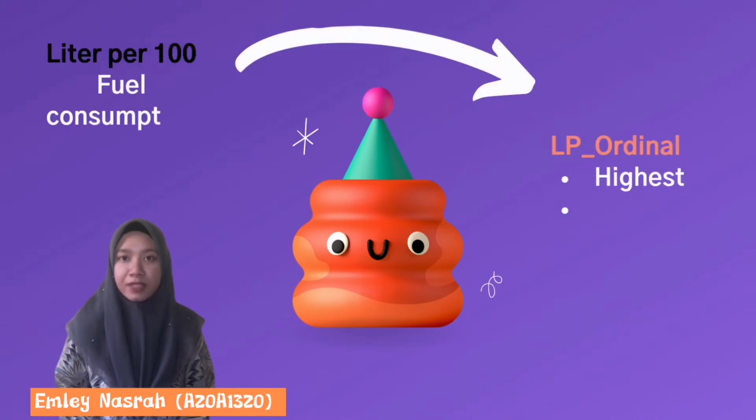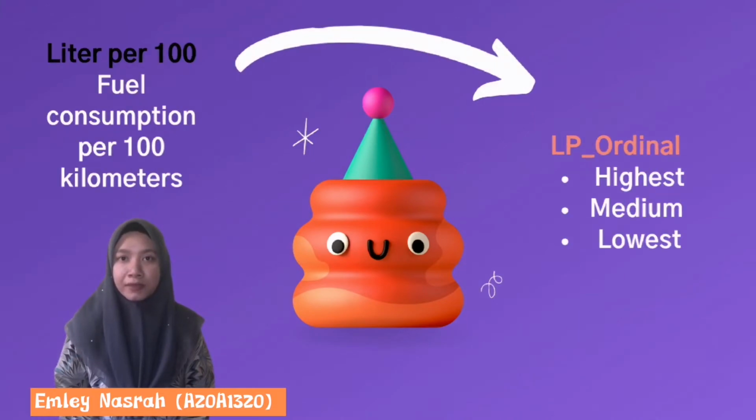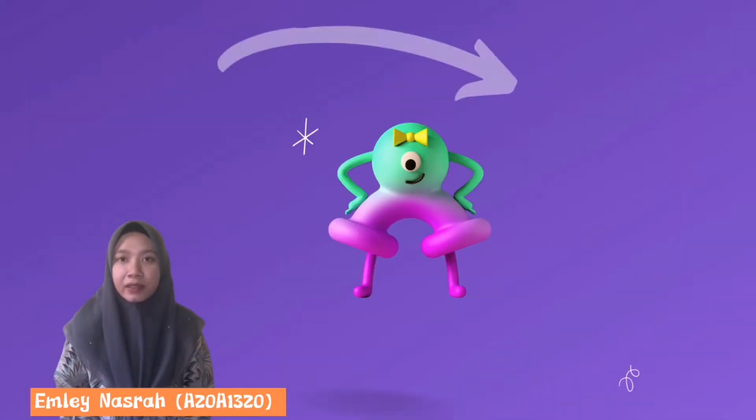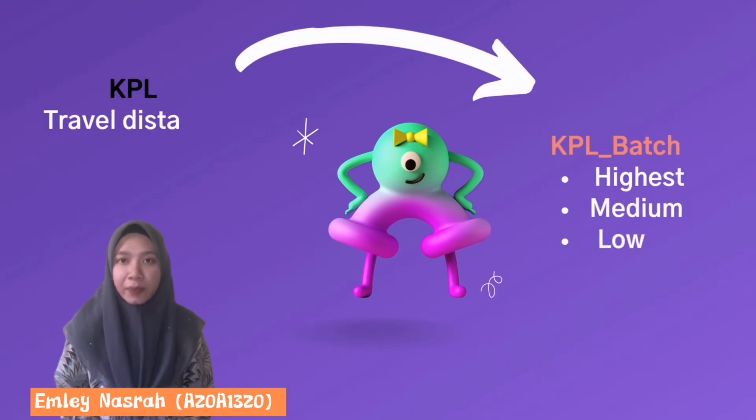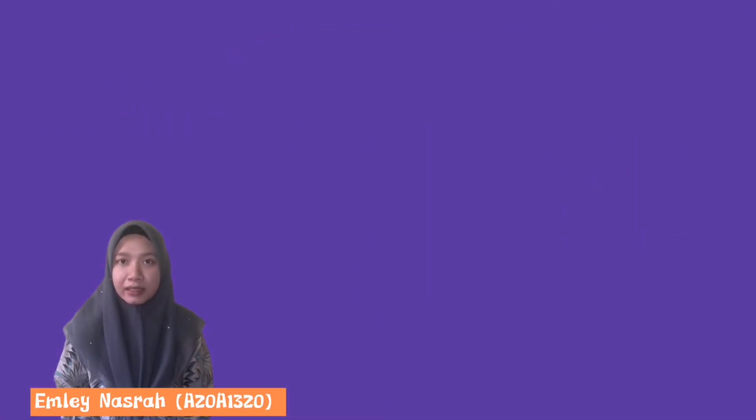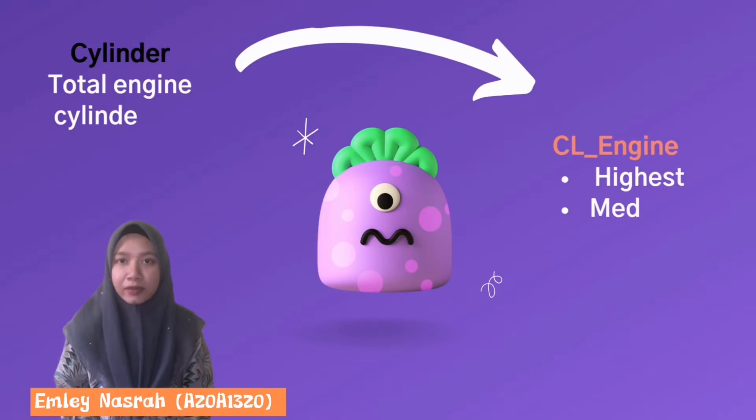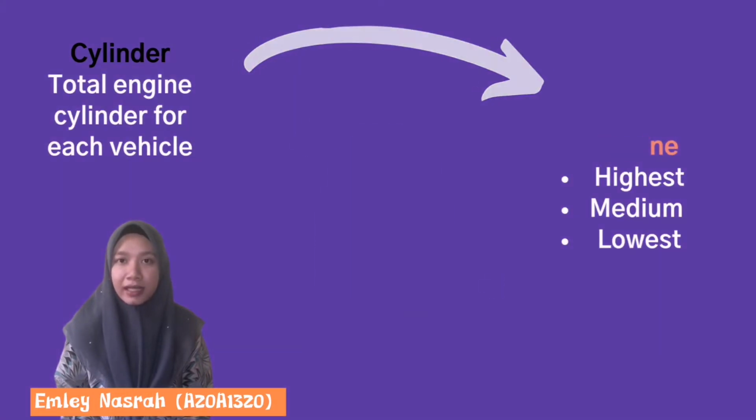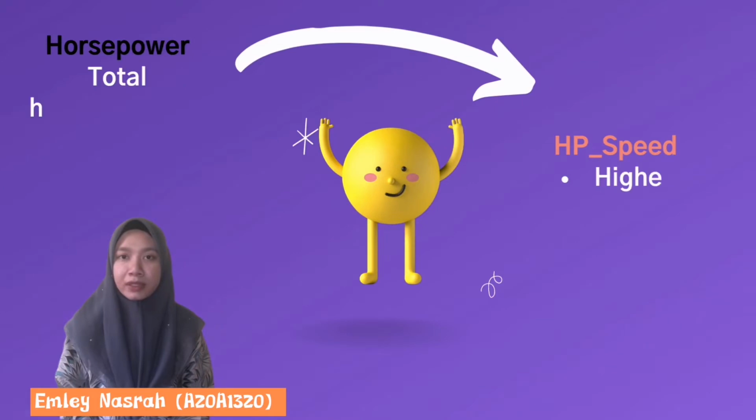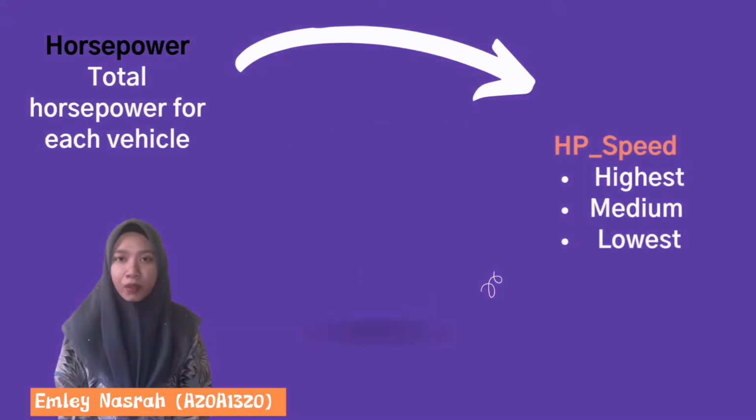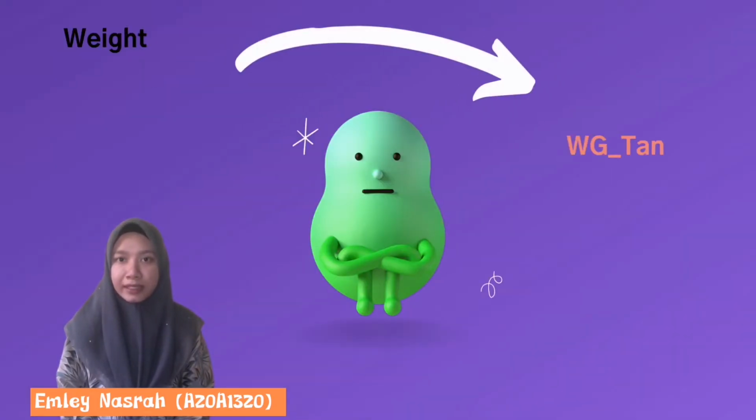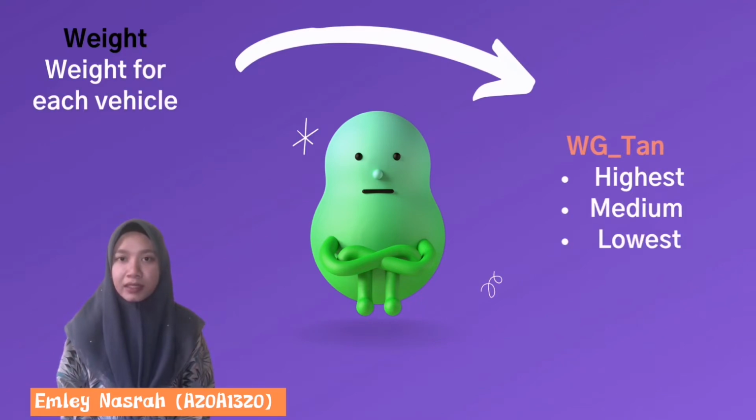First, the new value of fuel consumption per 100 km is LP ordinal. Next is KPL, and the new value for KPL is KPL batch. Next, cylinder. The new value of cylinder is CL engine. Horsepower is HP speed. Weight is WG ton. And lastly, brand is BR country.